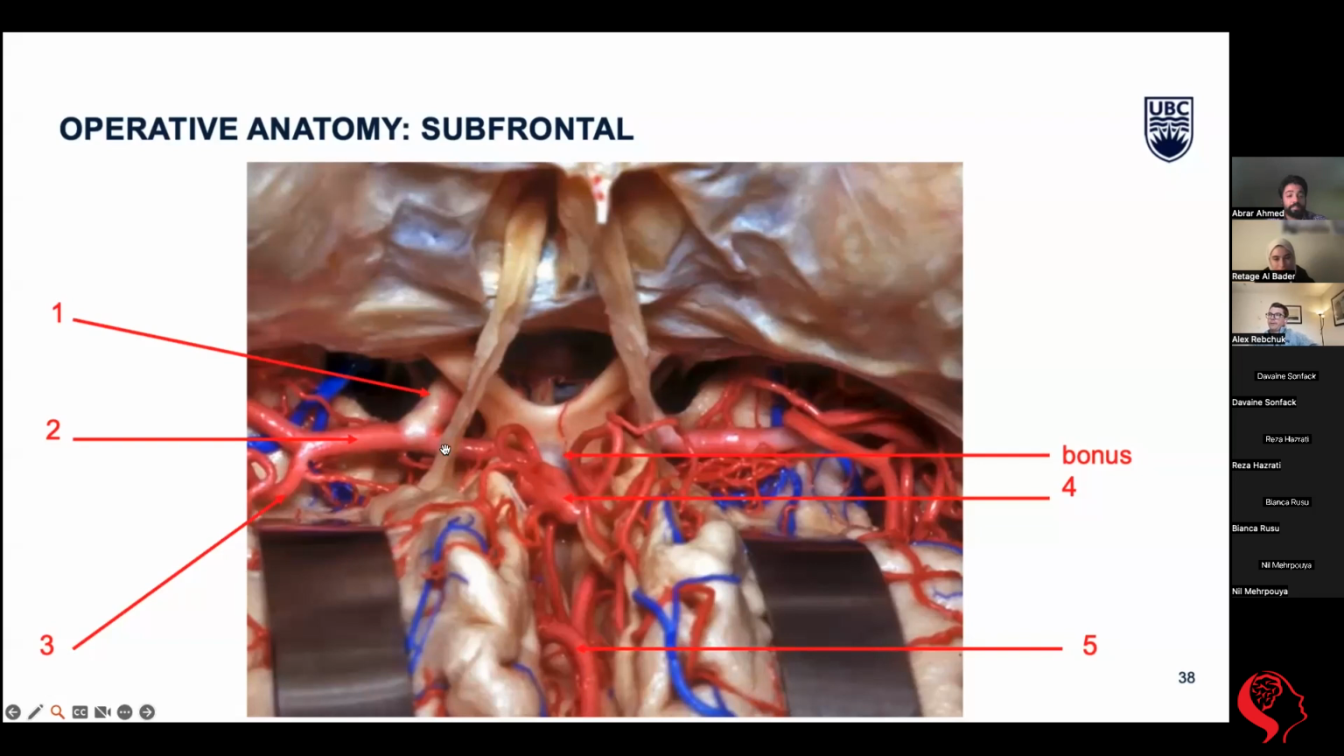Yeah, so if you think about it, ICA, to the MCA. So this is probably A1 here, and then coming back is going to be A2. It's probably A3 there. The genu of the corpus callosum is going to be here. Does anybody know what this white thing is in the middle between the optic nerves? The mammillary bodies? No. It's called the lamina terminalis. So it's just behind the optic chiasm. But yeah, nice. Good job.